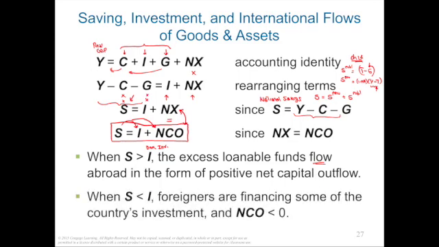Conversely, when savings is lower than the level of domestic investment, it means that this domestic investment is not only financed by the national savings. There has to be some inflow of money from other countries in the form of investment. And this coincides with a negative net capital outflow.